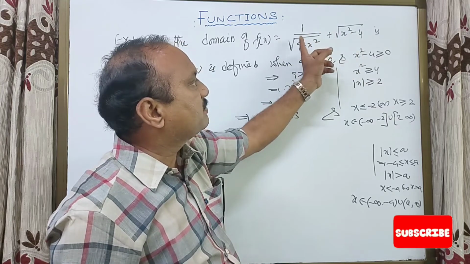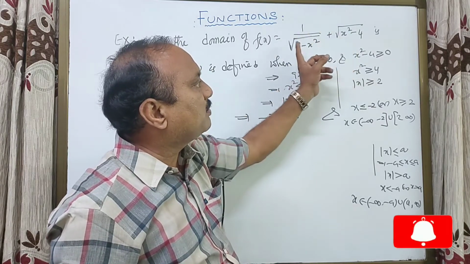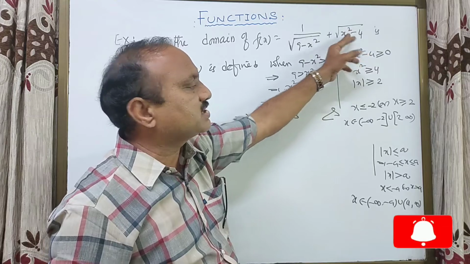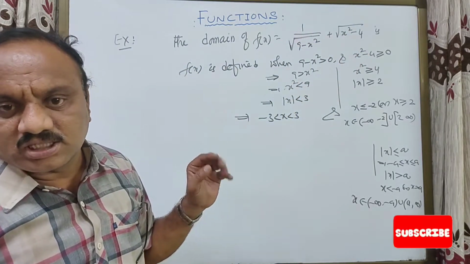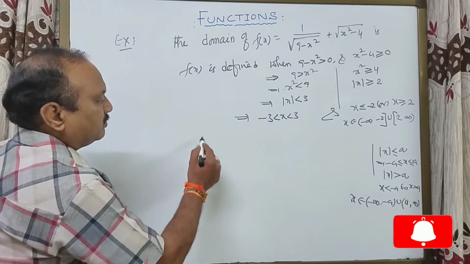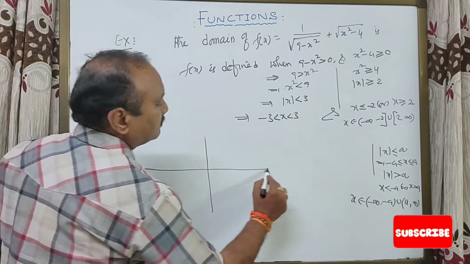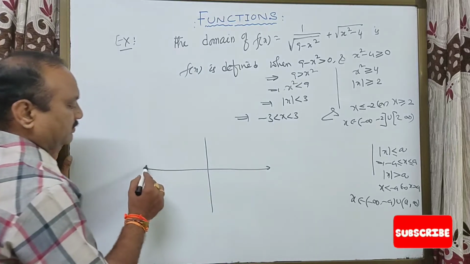Here we have the summation of these two functions. So the common elements of this function and this function, this whole function is defined. Yes or no? Common values. To get common values, you write down the real number system diagram.